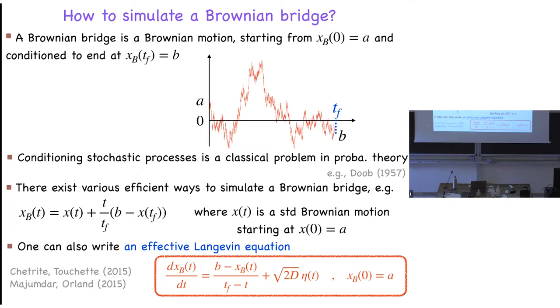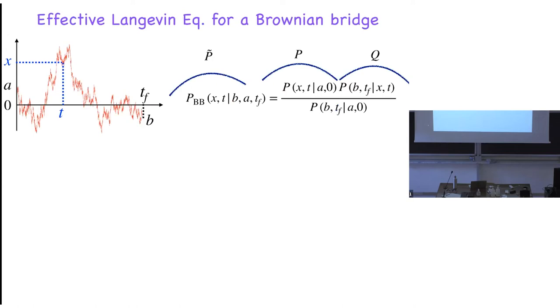If you then just discretize this equation, you will generate Brownian bridges with the correct statistical weight. So there is a very simple way to derive this equation here. I just give the main steps.